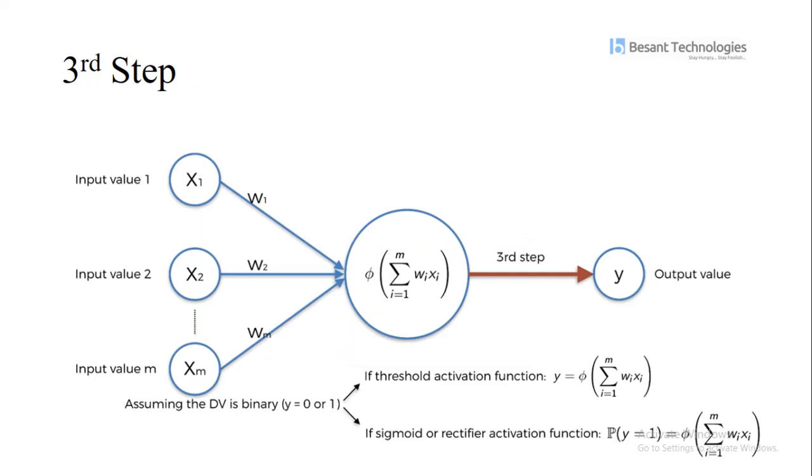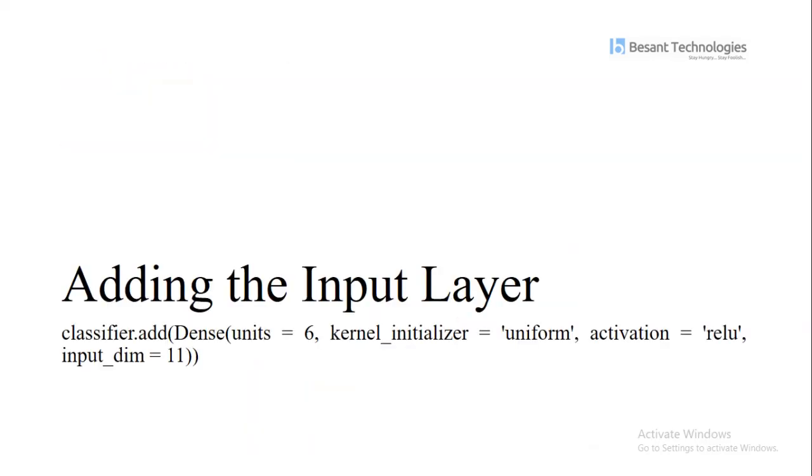After this, our third step. In the third step, the question is whether your output is binary or continuous. If it's binary, that's nothing but a 0 or 1 in the data type. We choose the rectifier activation function or a threshold activation function; either one we apply in the third step. This will give you the output value. Now we need to start implementing everything in our TensorFlow backend.